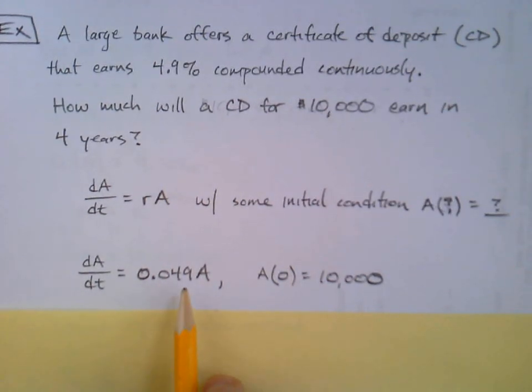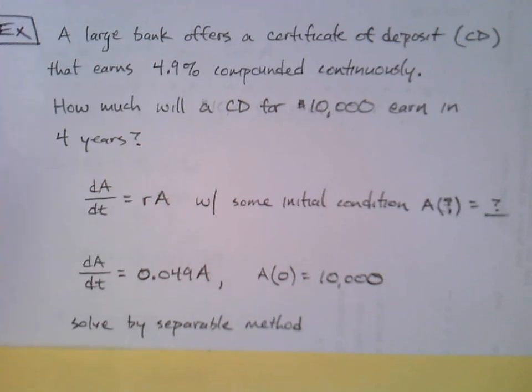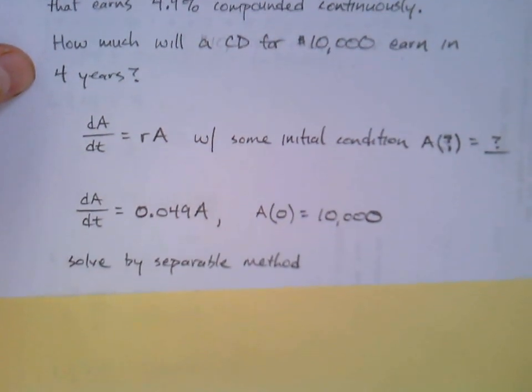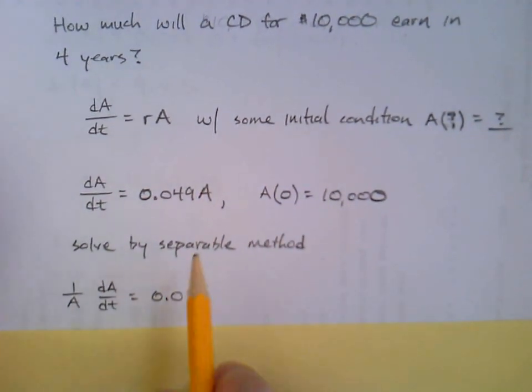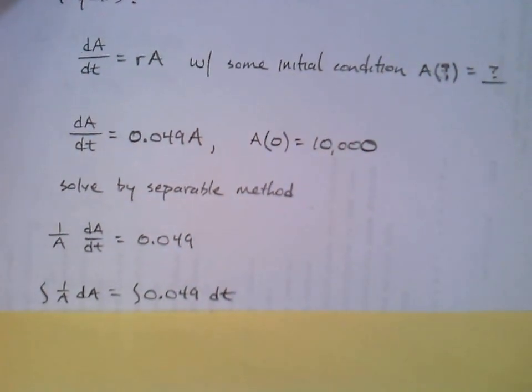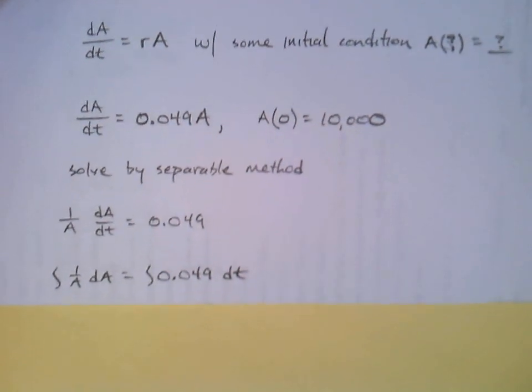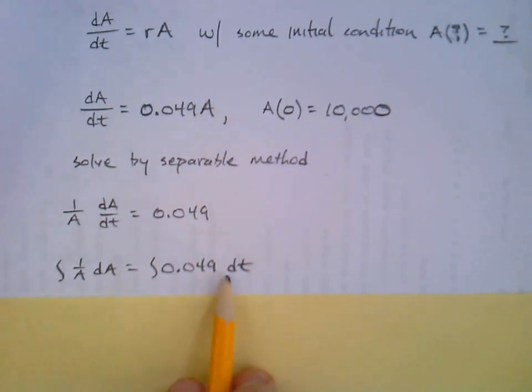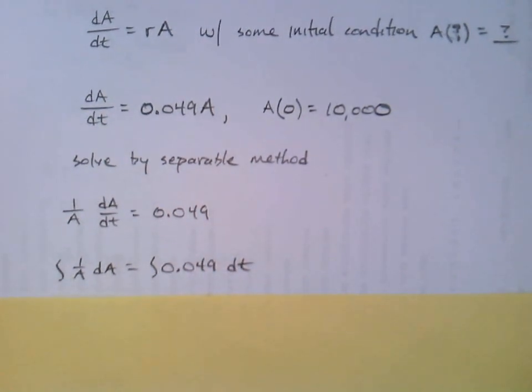Hey, this is separable. So we want to get the A's on one side and the t on the other. Well, we don't have any other t's, so, oh, there's my hint. It's all by separable. Okay, so we're just going to divide by A, and of course we'll multiply by dt also, and we'll integrate both sides. And we'll be left with this.